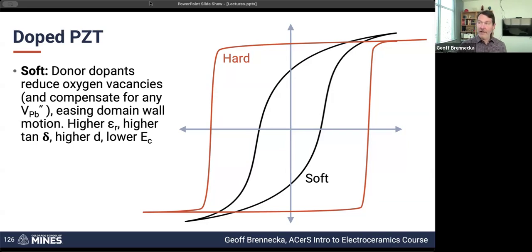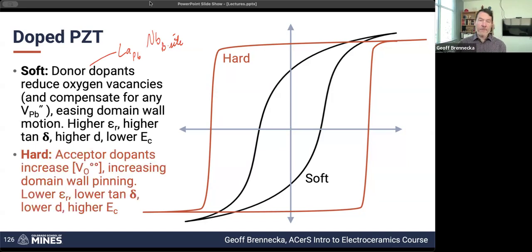All right, any questions on that one? So we've now talked about how we can dope the PZT systems. I mentioned for donor dopants, we'll often use lanthanum on the lead site, niobium on the B site. Those are the most common ones. There are plenty of other options. For hard PZT, a lot of times that will be iron on the B site.